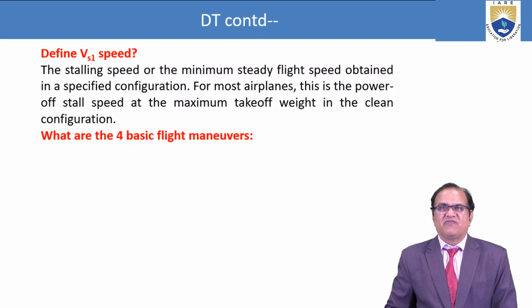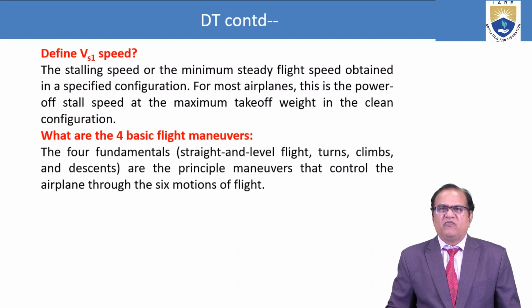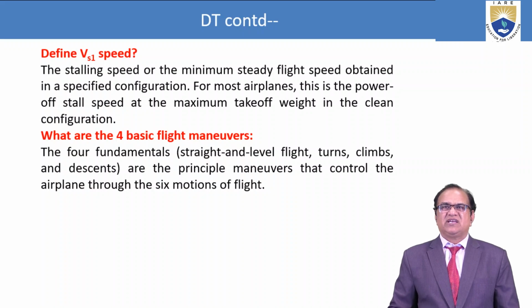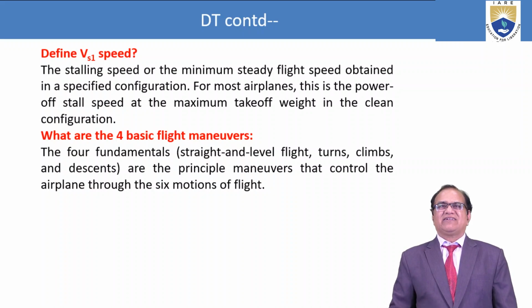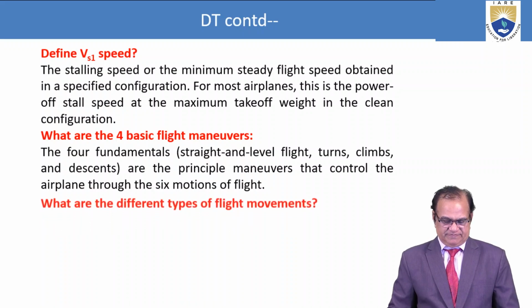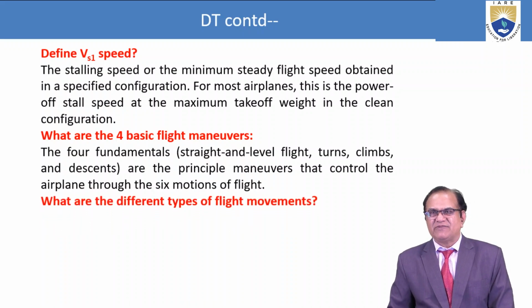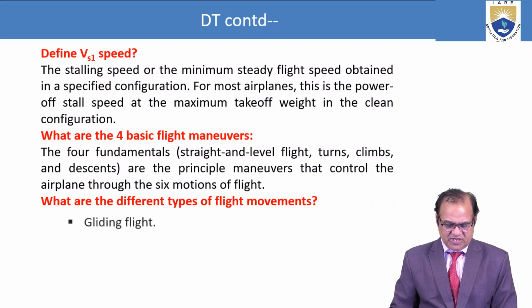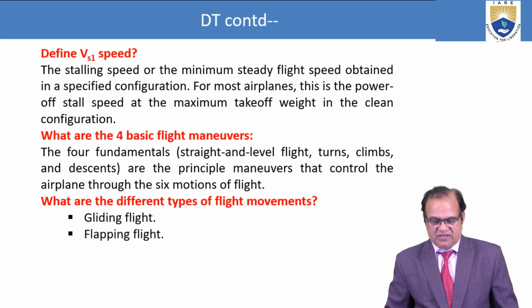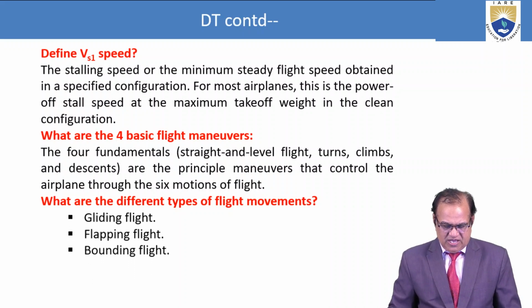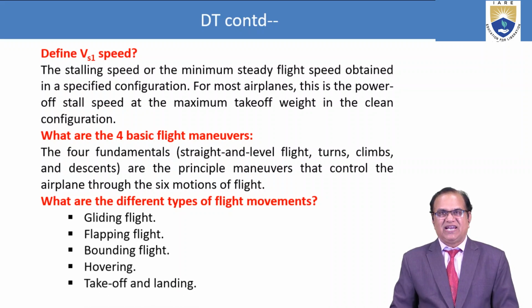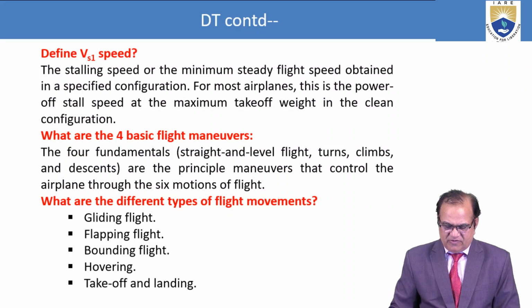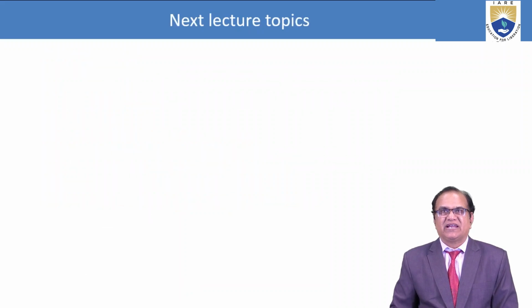What are the four basic flight maneuvers? The four fundamentals, straight and level flight, turns, climbs and descents, are the principal maneuvers that control the airplane through the six degrees of motion of flight. What are the different types of flight movement? Glide flight, flapping flight, bounding flight, hovering, takeoff and landing. These are some flight movements of the aircraft.